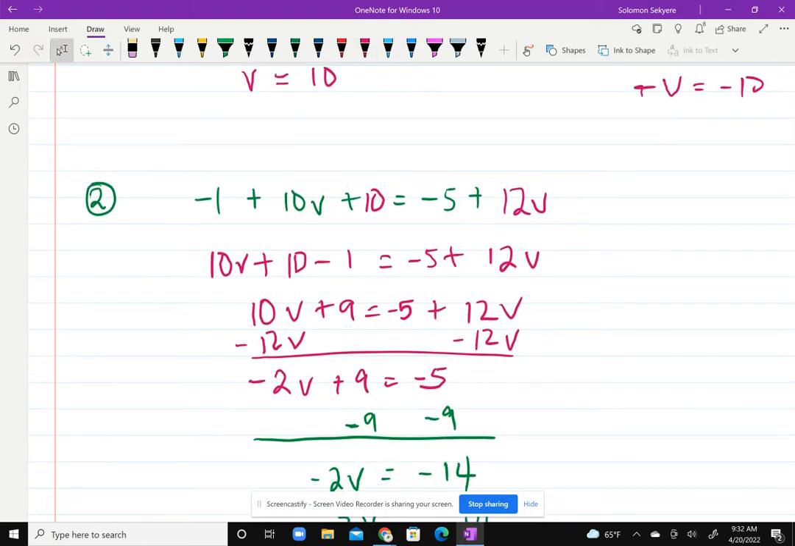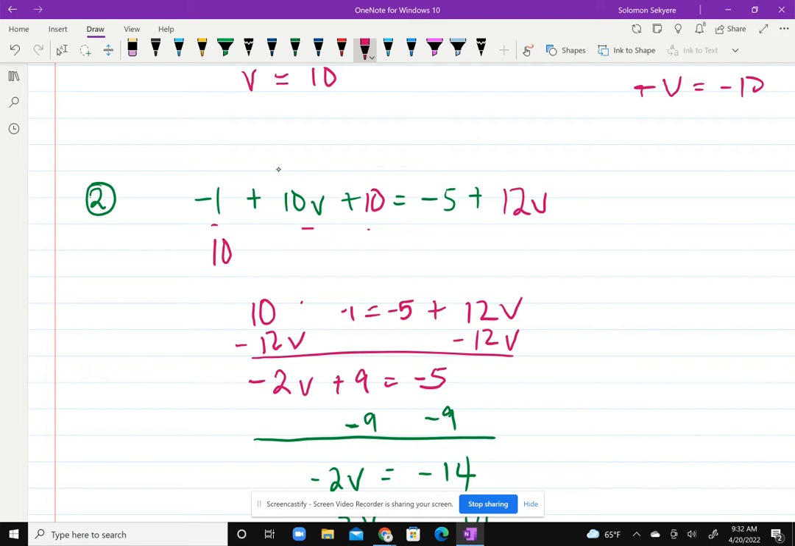Now, the second question: negative 1 plus 10v plus 10 is equal to negative 5 plus 12v. How do we do that? You look at it. You have three terms on the left, and two terms on the right. First, let me simplify the left side so that I'll get 2 and 2. So I collect like terms.